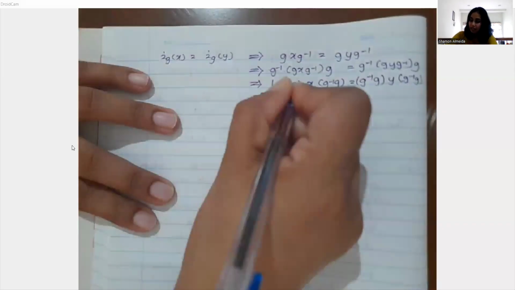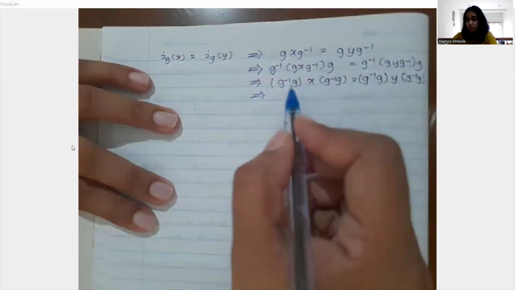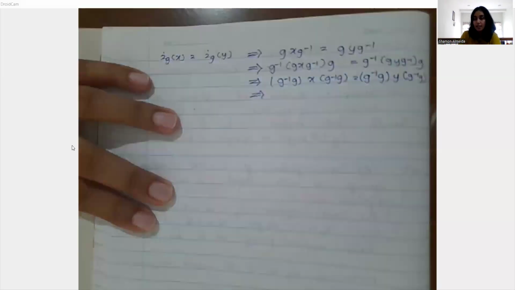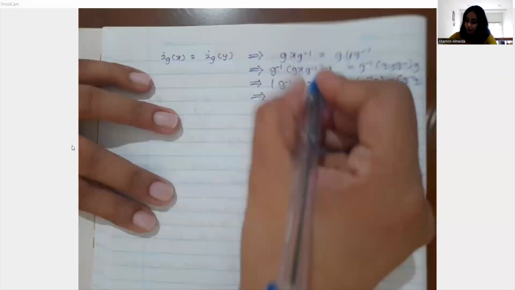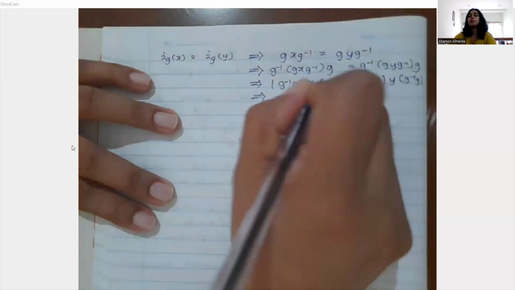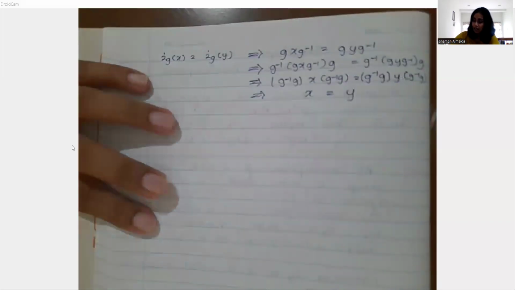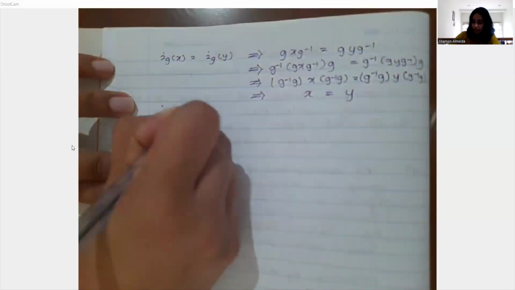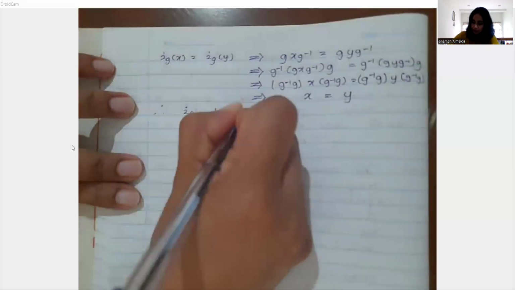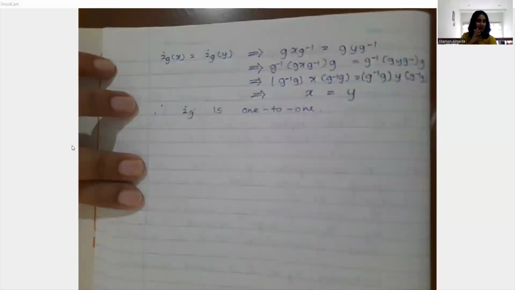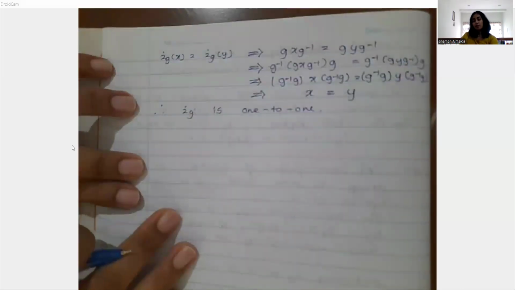By definition of the inverse, G inverse G is simply the identity. And over here also we have the identity. So we have identity times x times the identity. The definition of the identity gives you all this simply reduced to x. Over here also the same, reduced to y. Right? Therefore, by definition of a one-to-one function, I sub G, the function, is one-to-one.